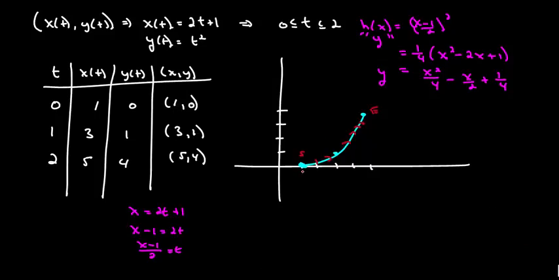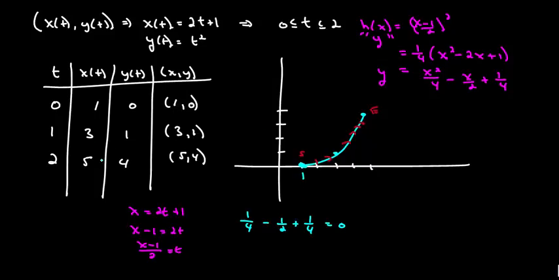So to get this point right here, if we were to plug in 1 for x, I would get 1/4 minus a half plus 1/4. So if my x value is 1, I would get 1/4 minus 1/2 plus 1/4. So a fourth plus a fourth is a half, minus a half is 0. So that point's there. Let's try another point.